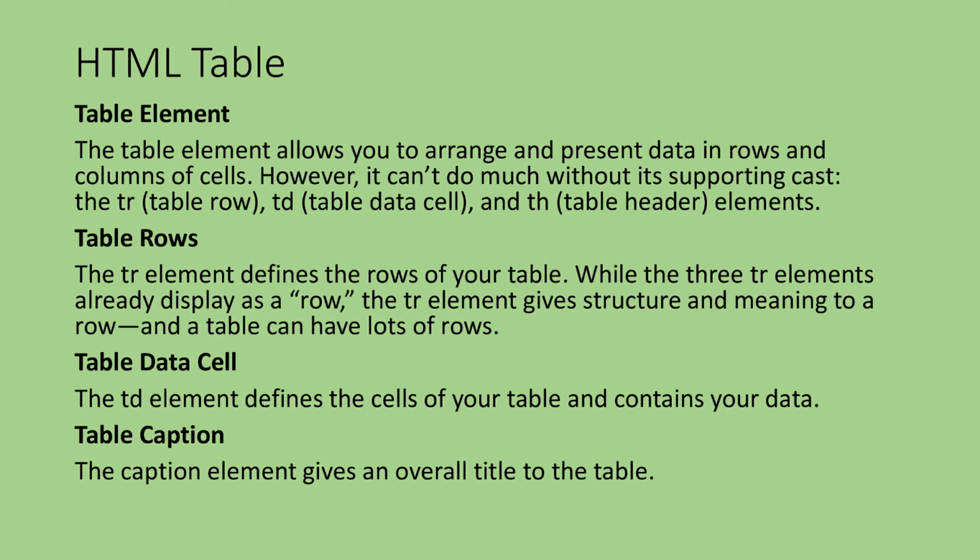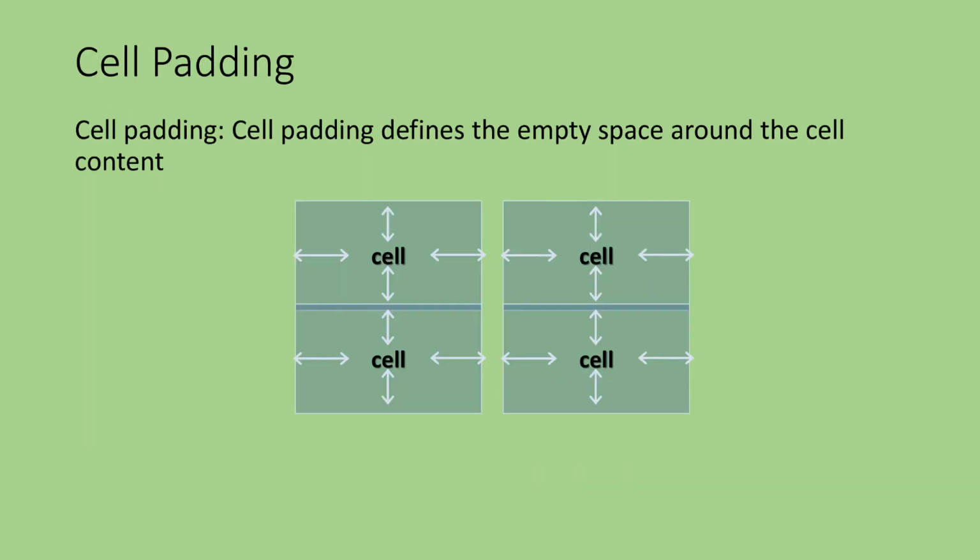Table row. The table row element defines the rows of your table. The table row element already displays as rows. The tr element gives structure and meaning to a row. And a table can have lots of rows. Table data cell. The TD element defines the cells of your table and contains your data. Table caption. The caption element gives an overall title to the table.